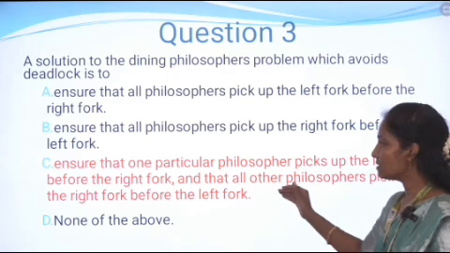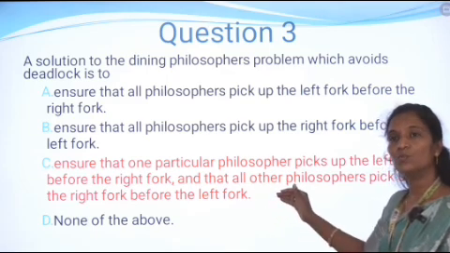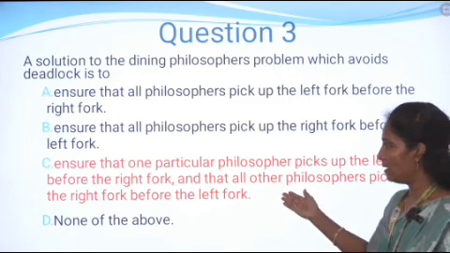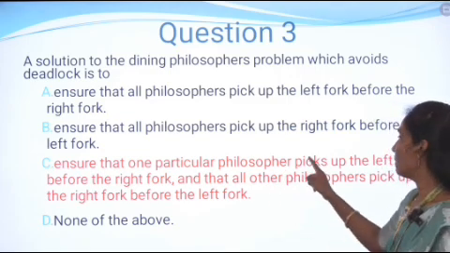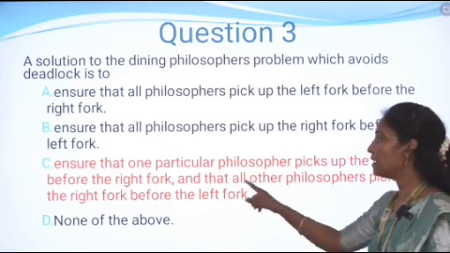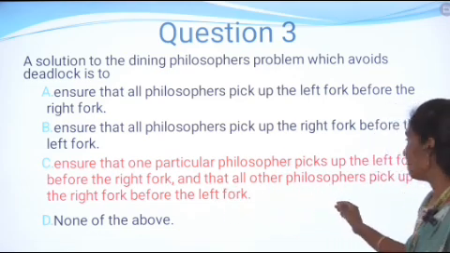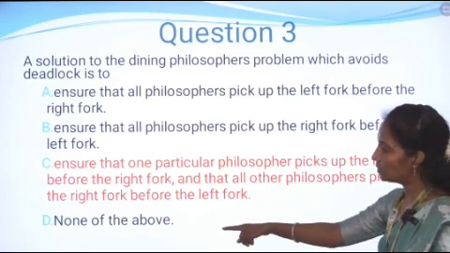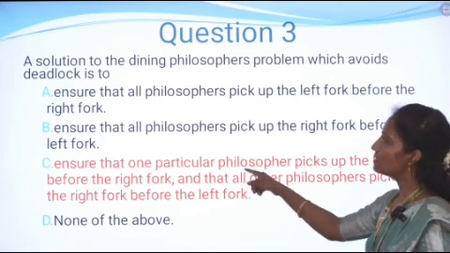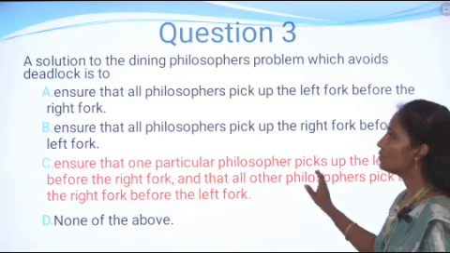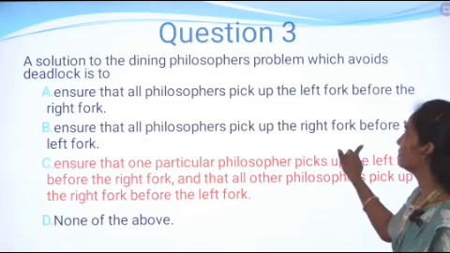This means that this is the possible solution which will avoid deadlock. So this is the correct option: when one particular philosopher picks up the left fork before the right, and all the remaining philosophers have to pick up the right fork before the left one. And the last option is none of the above. The correct answer for this question is option C. So that is used to avoid deadlock.